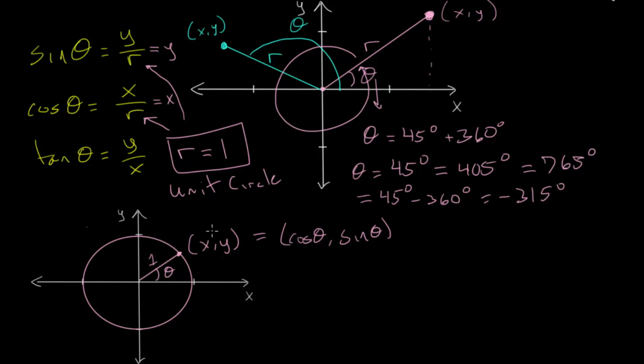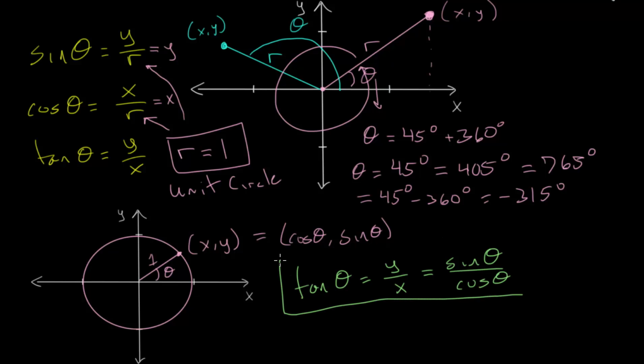And we can even simplify the tangent function, since notice that the tangent of the angle is the y value over the x value, but the y value is the sine of the angle, and the x value is the cosine of the angle. And this formula for tangent can be incredibly useful.